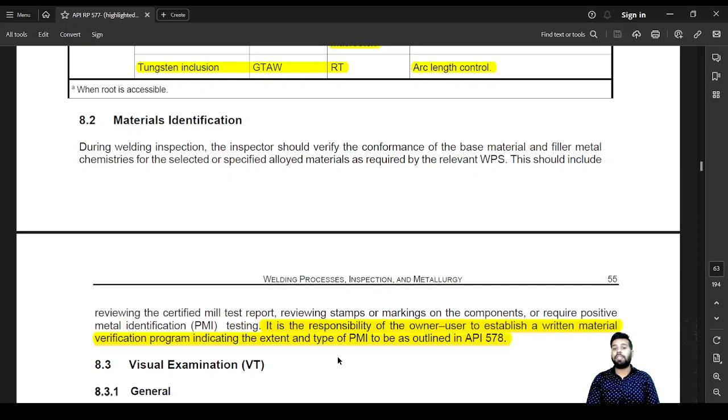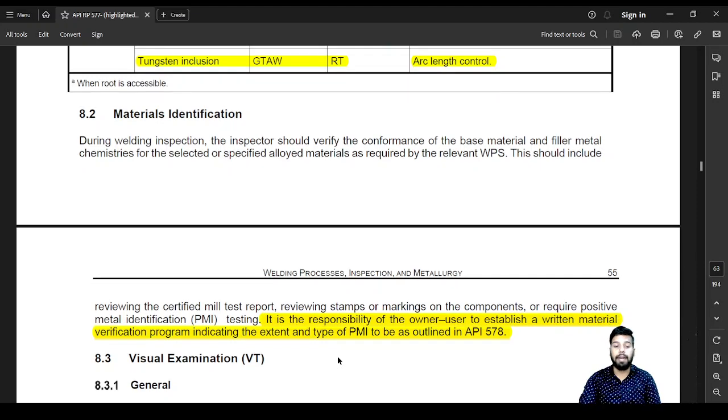During weld inspection, the inspector should verify the conformance of the base metal and the filler metal chemistries for selecting or specified alloyed materials as required by the relevant WPS. This should include reviewing the mill test report, reviewing stamps and markings on the component, or requiring positive material identification testing. It is the responsibility of the owner user to establish a written material verification program indicating the extent and the type of PMI that is outlined by API 578.